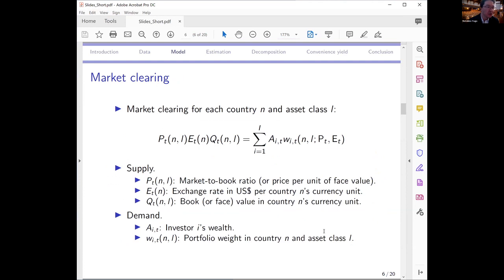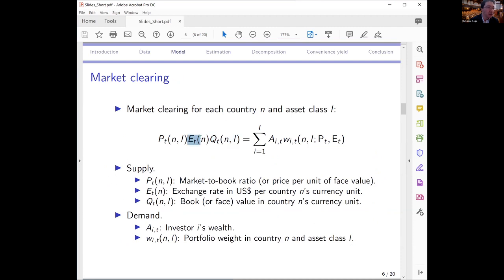All right, so we start with just an accounting identity. There's a market clearing equation for each asset that we care about. So Q is the quantity of the asset. For example, in the case of debt, this is the book value in the local currency, like the book value of UK debt in pounds.